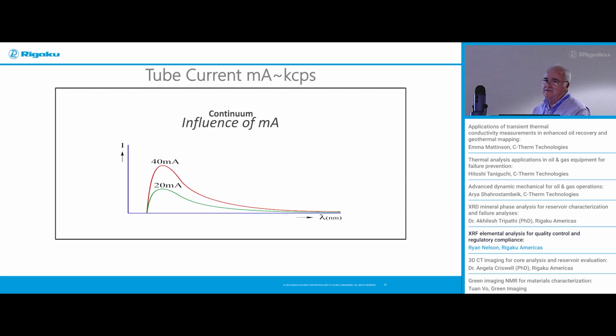Power, mask, tube current, right? So it's directly proportional, power to intensity yield.